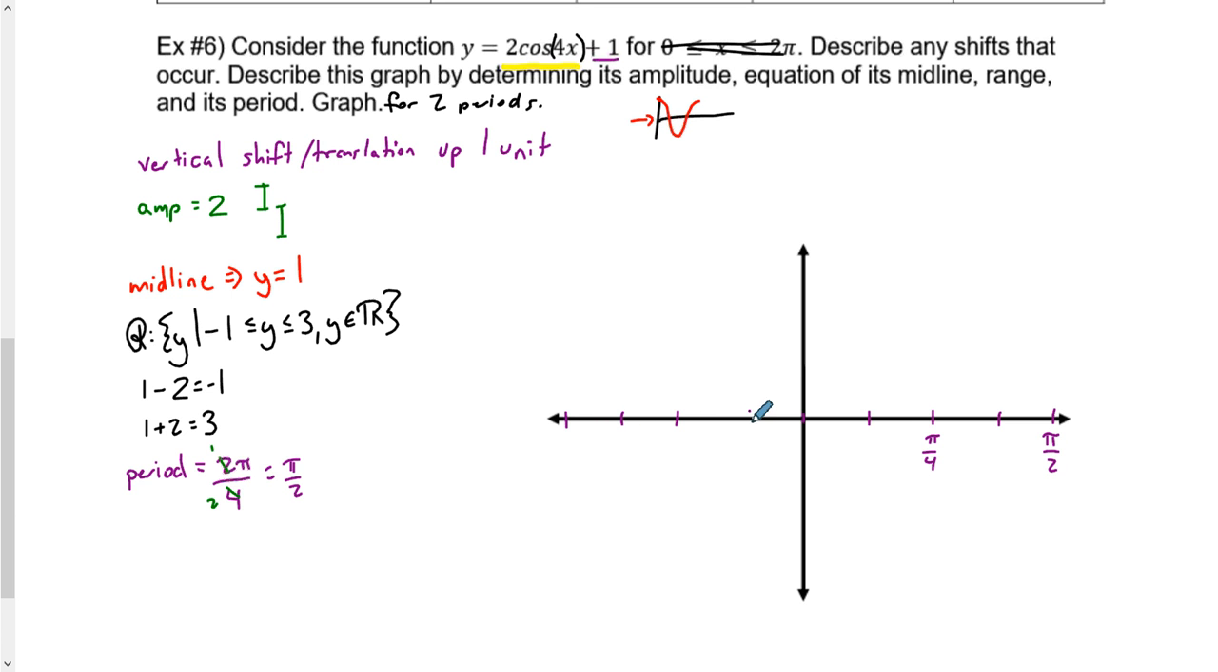Now let's get into this. So this would be negative pi over 2. This will be pi over 4. This one will be negative 3 pi over 8. Negative an eighth pi. Positive an eighth pi. 3 pi over 8.